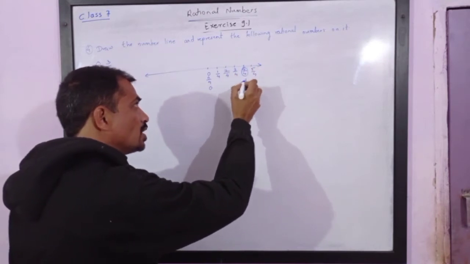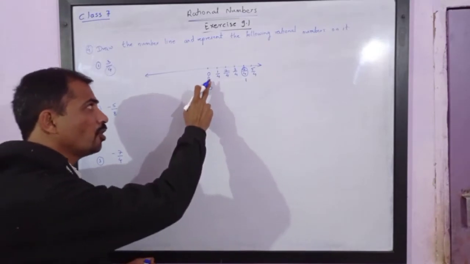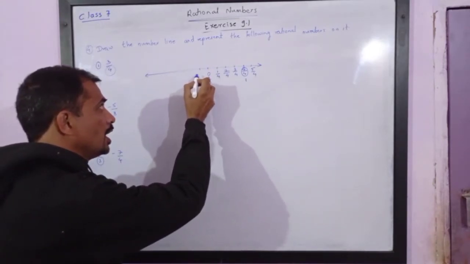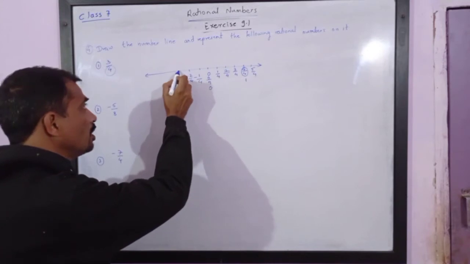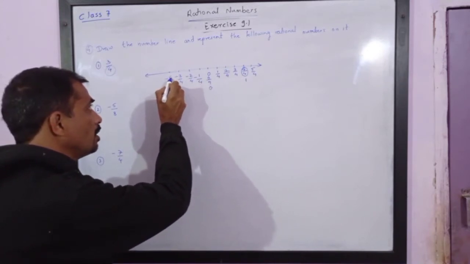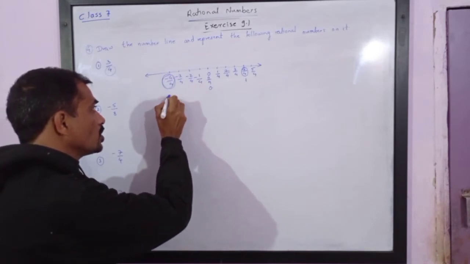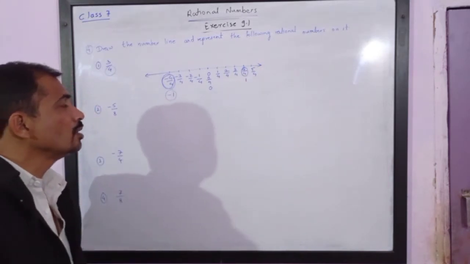4 upon 4 stands for 1, and 0 upon 4 stands for 0. To the left side it will be negative 1 upon 4. Next number will be negative 2 upon 4, next negative 3 upon 4, and this side negative 4 upon 4. Please note, this negative 4 upon 4 stands for negative 1, and 4 upon 4 stands for positive 1.